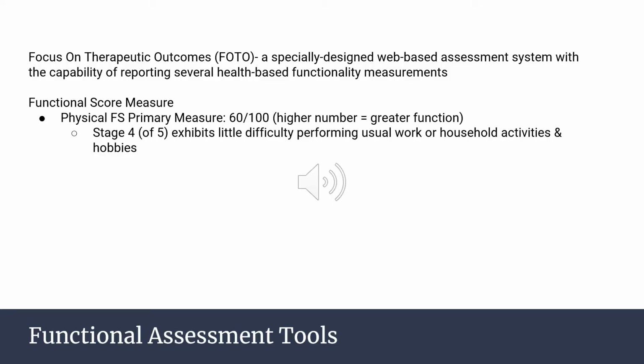My clinic used FOTO, which stands for Focus on Therapeutic Outcomes, and it's a digital assessment system with the capability of giving us several health-based functionality measurements. So we really focused on the physical functional score primary measure, and my patient scored a 60 out of 100 on this, and the higher the number, the greater the function. And according to whatever number they get, they are also given a stage. So stage 1 is lower function, while stage 5 is the highest function. And he's rated at a stage 4, so he exhibits little difficulty performing usual work or household activities and hobbies.